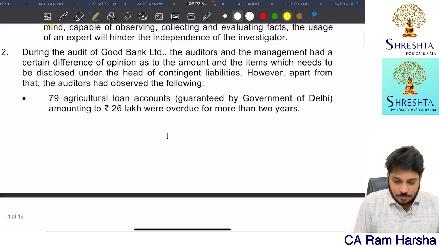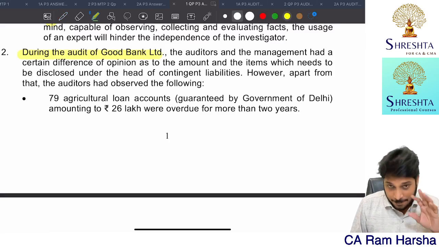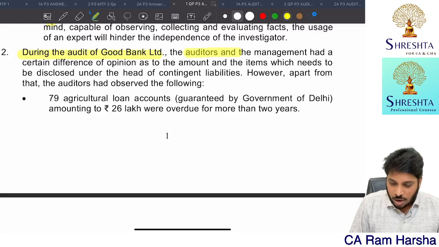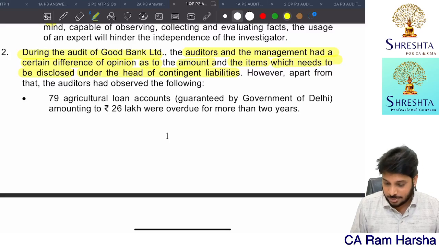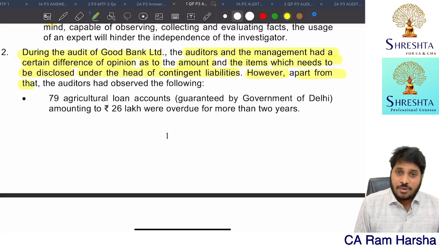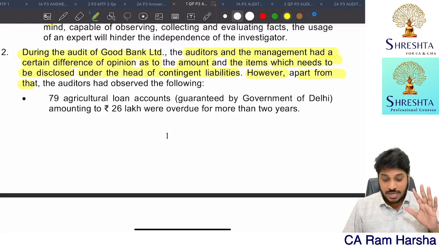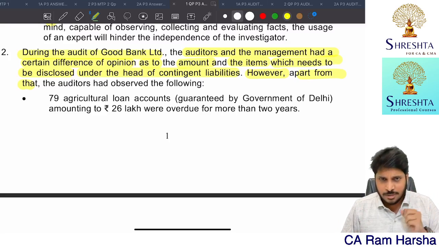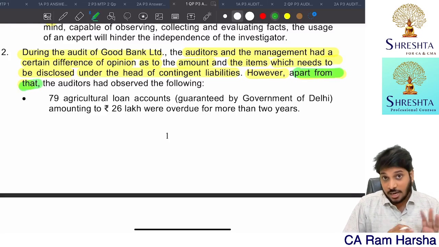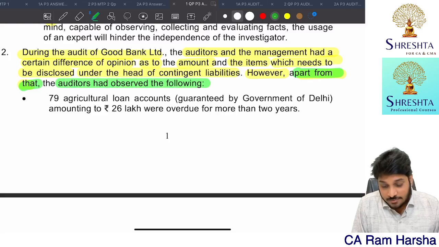Now next, during the audit of a bank, Good Bank Limited, the auditors and management had differences of opinion as to the amount and the items which need to be disclosed under the head contingent liabilities. So they have some differences of opinion regarding disclosures under contingent liabilities. Apart from that, in addition to that, the auditors have observed the following.